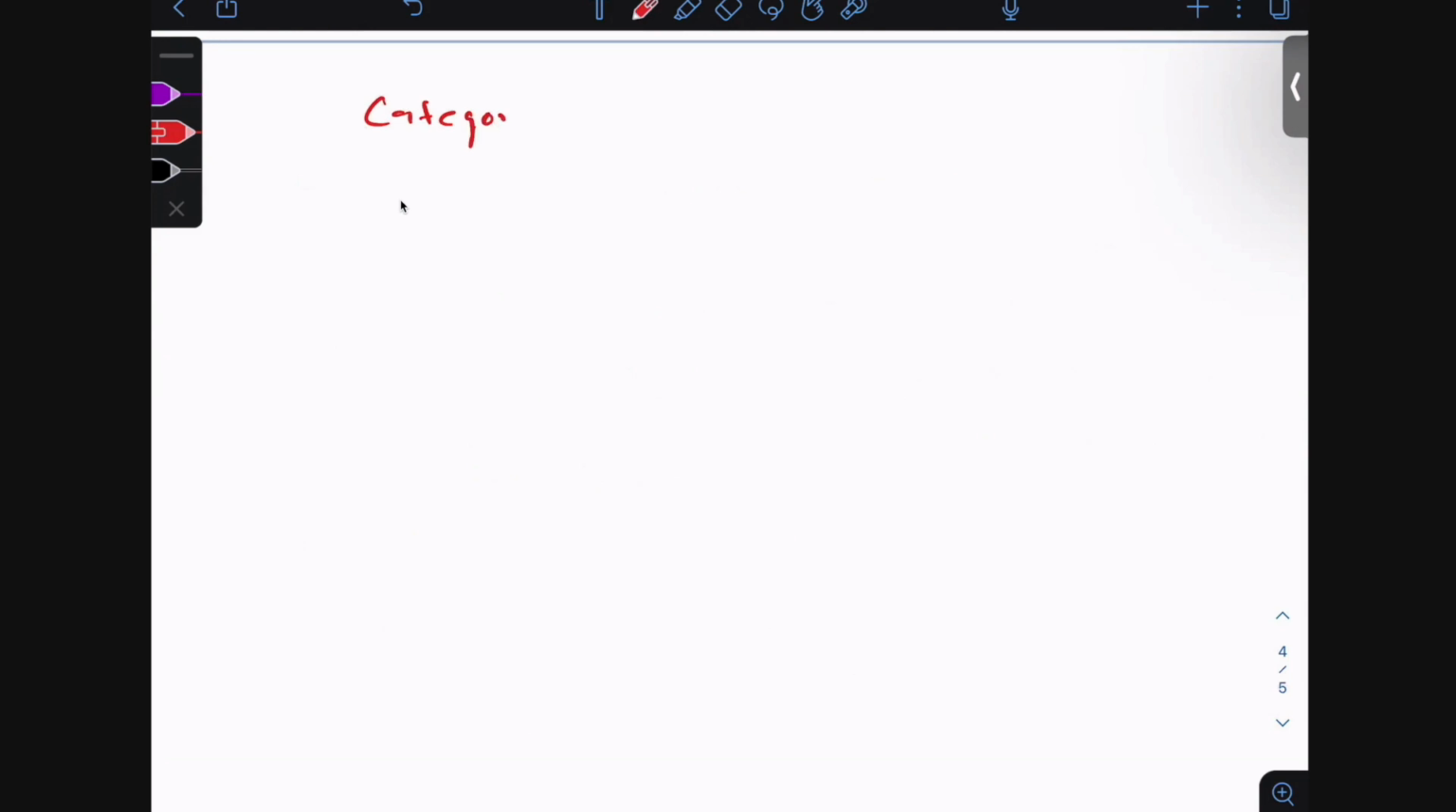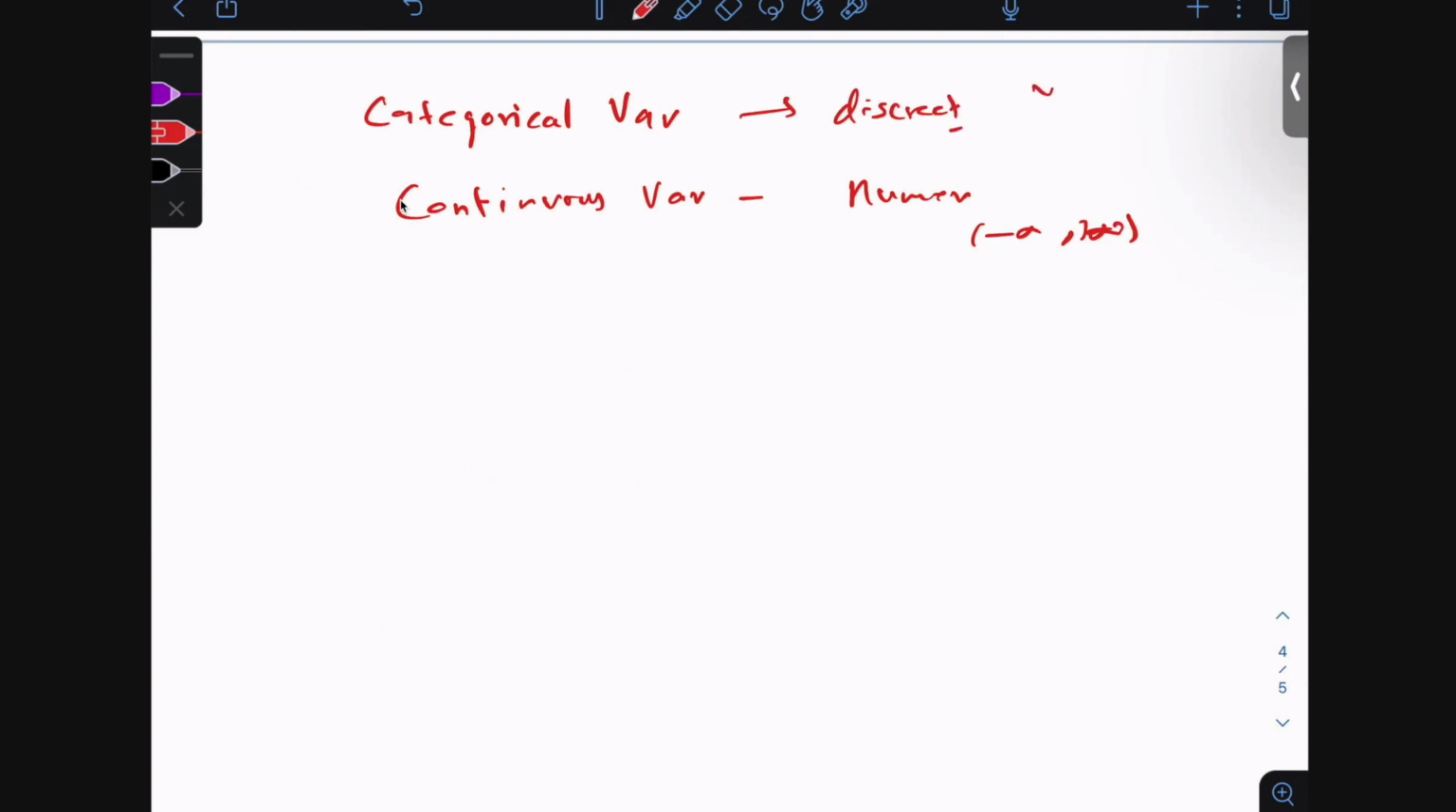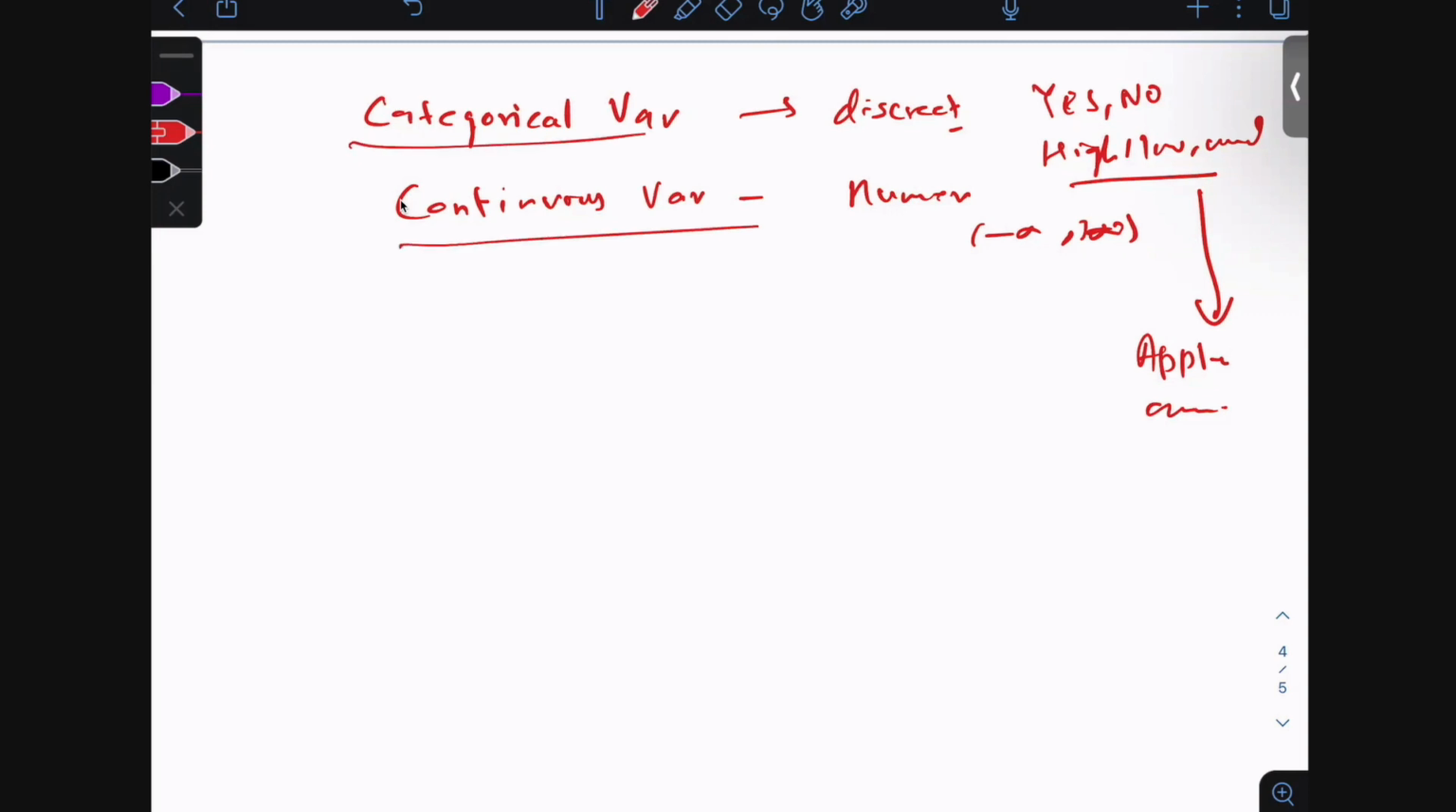So we already know what a categorical variable is, right? And a continuous variable. Continuous variables are numbers, numericals, right? Which extend from minus infinity to plus infinity. Categorical variables are discrete. So like yes, no, high, low, medium, or categories. Like if there is a fruits category, then apple, oranges, all those kinds. So that's why these are called categorical variables and continuous variables.